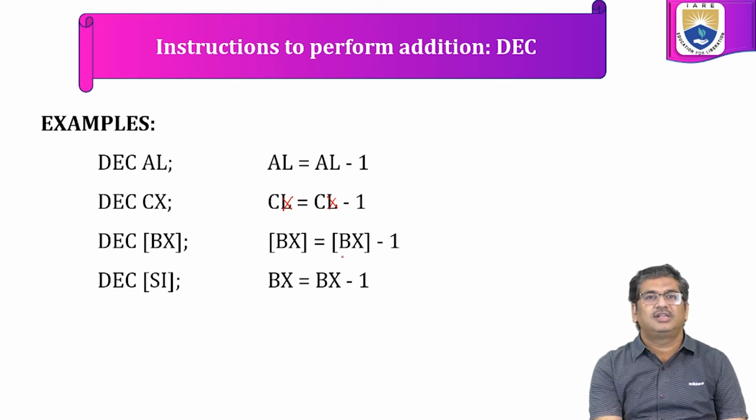DEC [BX]. Here the memory location contents whose address is pointed by BX register will be subtracted with 1 and the result will be stored into the memory location. DEC [SI]. This instruction will subtract 1 from the memory contents whose address is pointed by SI register and the result will be stored into the same memory location pointed by SI register.